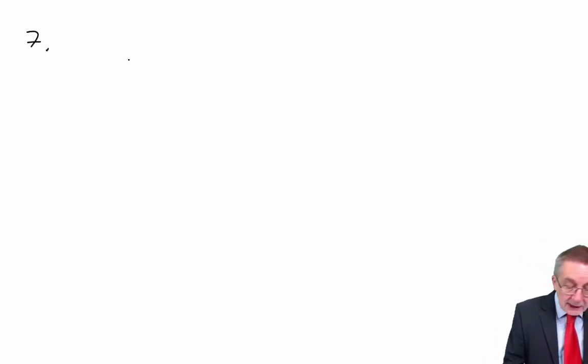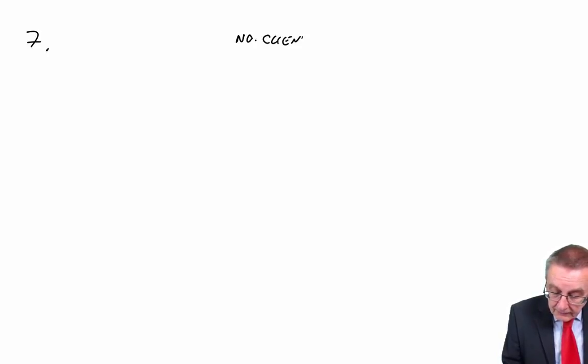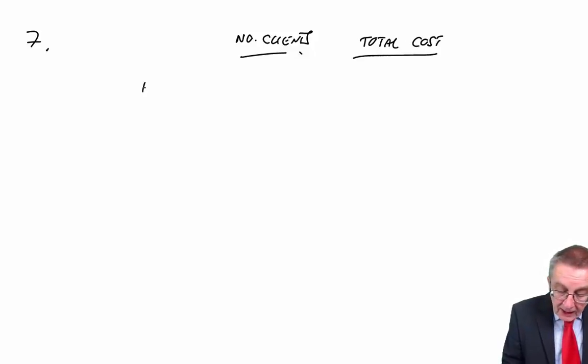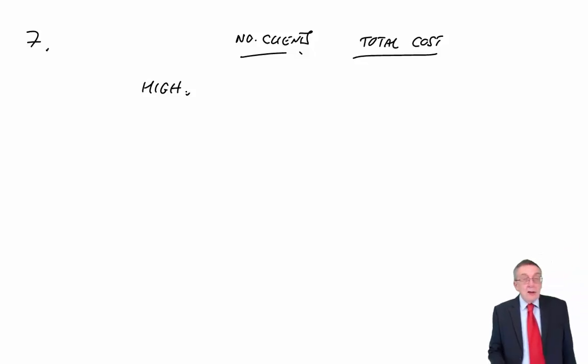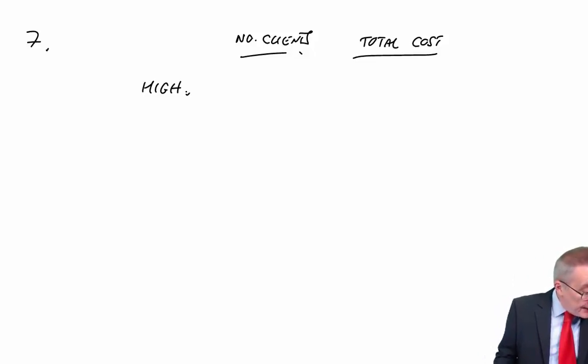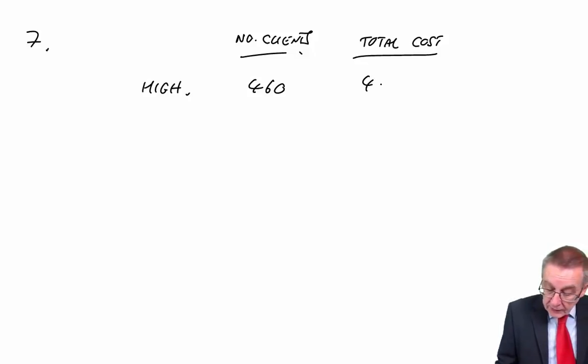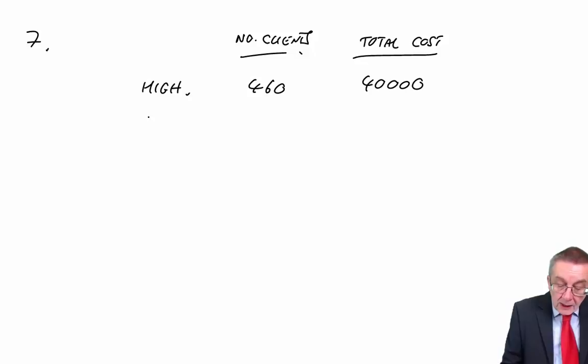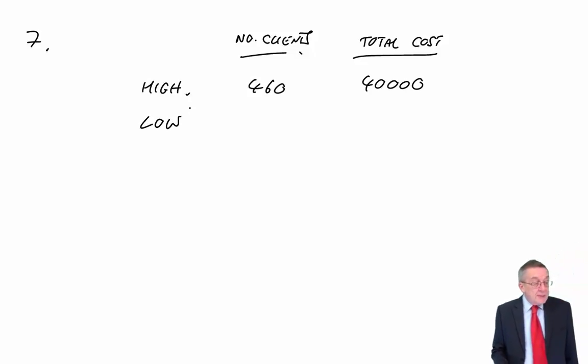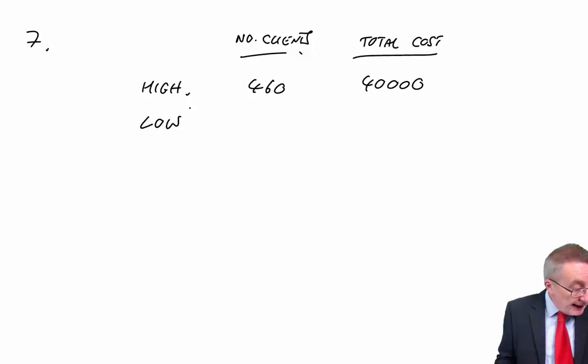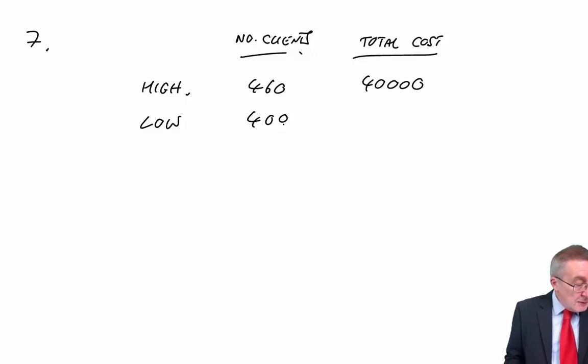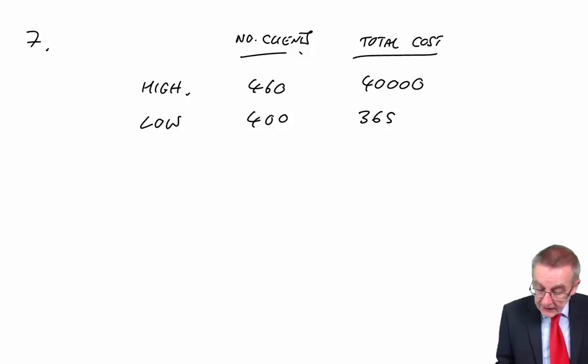Anyway, standard high-low, and so it's the number of clients, total cost. The high one, you're always choosing the highest and lowest level of activity. So the high one is the highest number of clients, which of those 4 is 460, and the associated cost is 40,000. The low one, again, in terms of level of activity, the number of clients is what we're looking at. The lowest is 400 in the first week. The cost is 36,880.